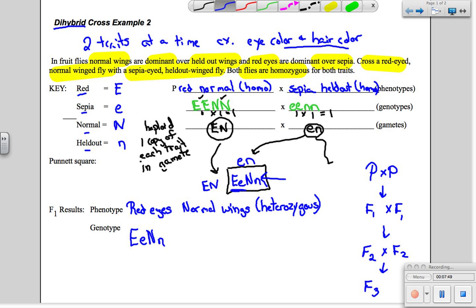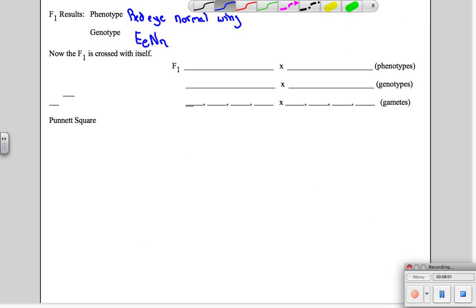Now in a second we're going to take the problem a step further. These are the F1s. I want to see what happens when I cross the F1s with themselves. Alright, let's see what happens when I do this cross. I want to cross the F1s with themselves now. From the first part of the problem, I know that my F1s have red eyes and normal wings. And I also know they're heterozygous for both traits.